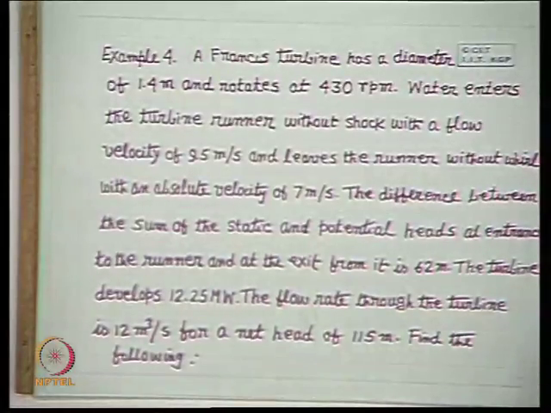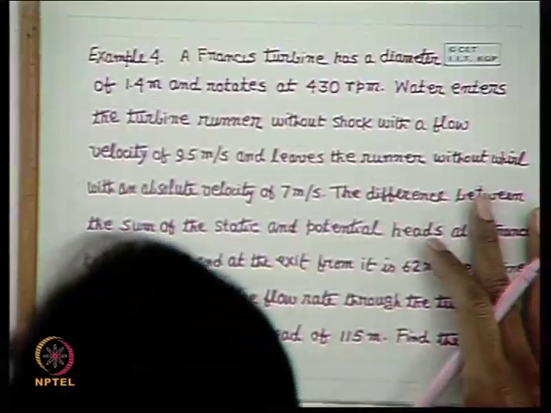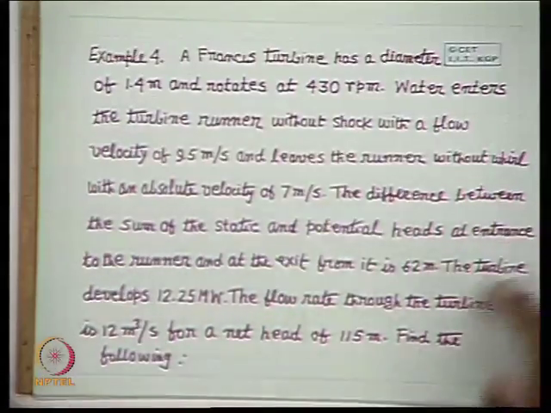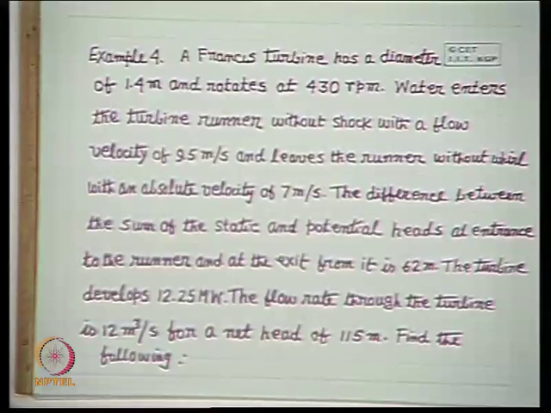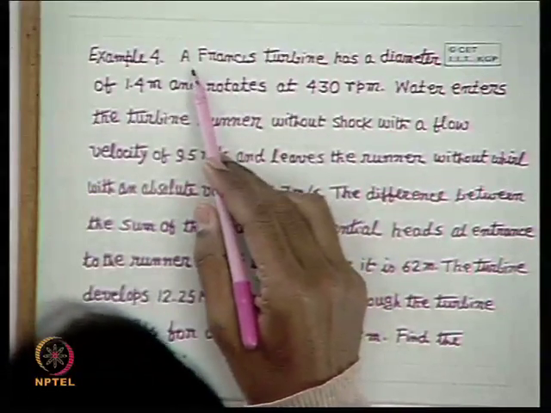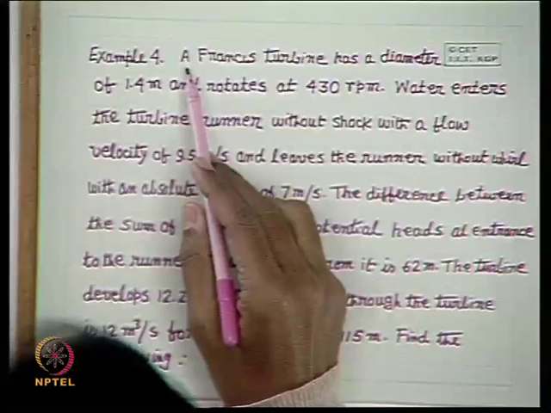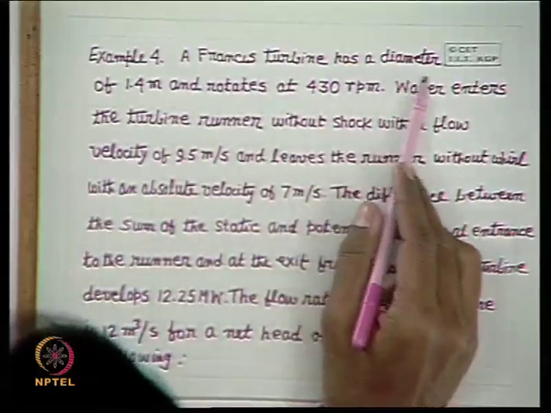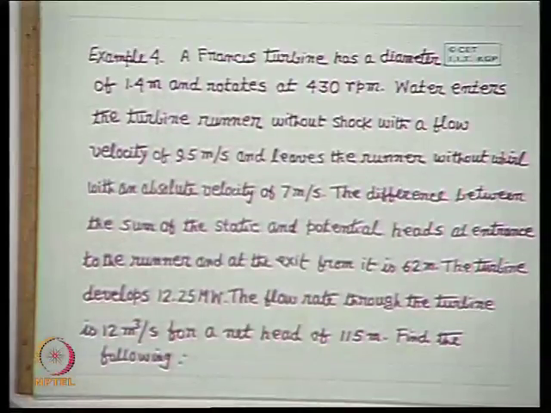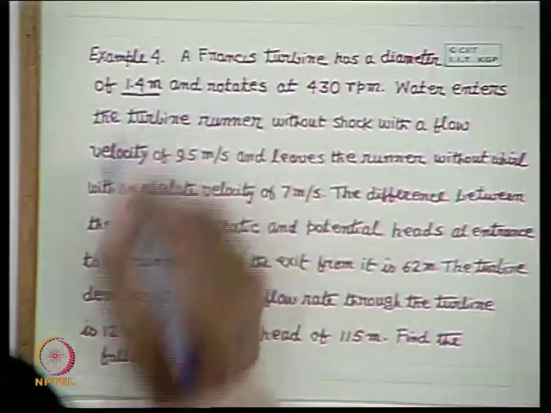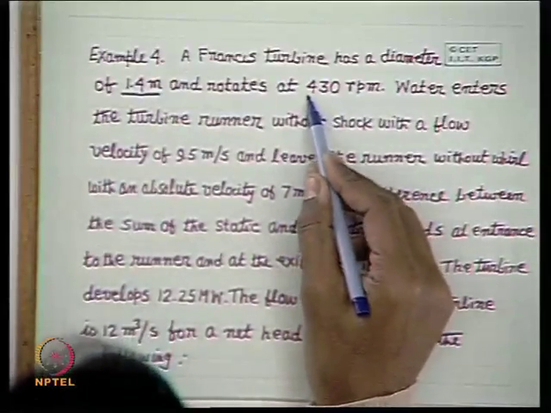Now, next problem. The next stage is that we should go through certain very important problems which will give a clear idea of the Francis turbines, which we have already learned, Francis and Kaplan turbine. Look into this problem. A Francis turbine has a diameter of 1.4 meter, and rotates at 430 RPM.